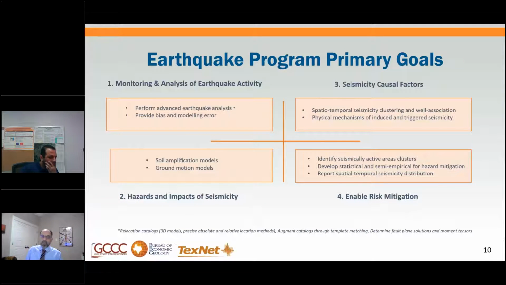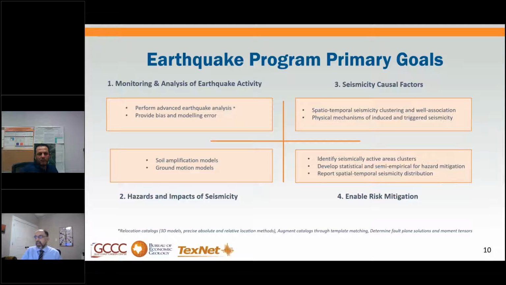So an earthquake program should have 4 primary goals. The first one is the monitoring and analysis of earthquake activity. This is really very important, especially when we have no information about background seismicity in the area. The second thing is everything that is related to hazard and impact of seismicity. So we have to create local ground motion models. Maybe the general ground motion model used in hazard assessment does not fit the specific area. And of course, it's good to identify if there are any soil amplification models related to the area of the observation. The third goal is the seismicity causal factors.